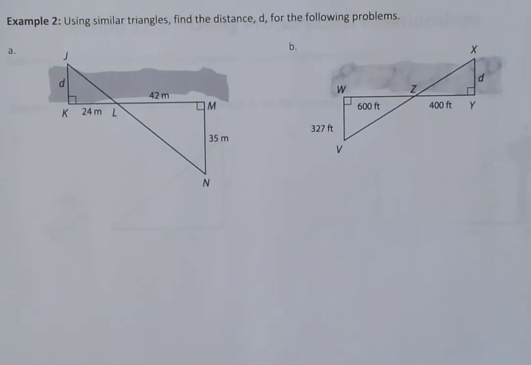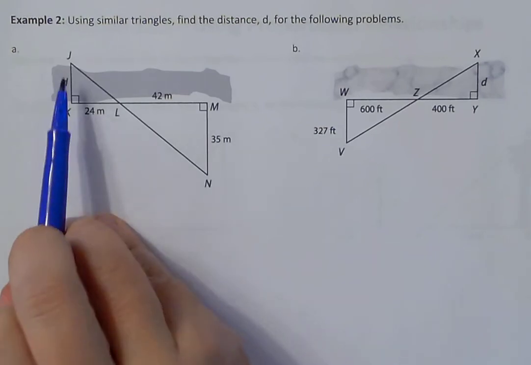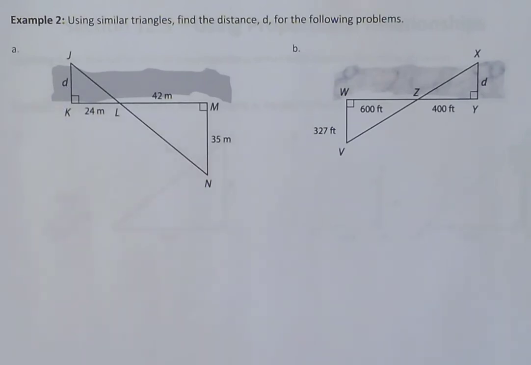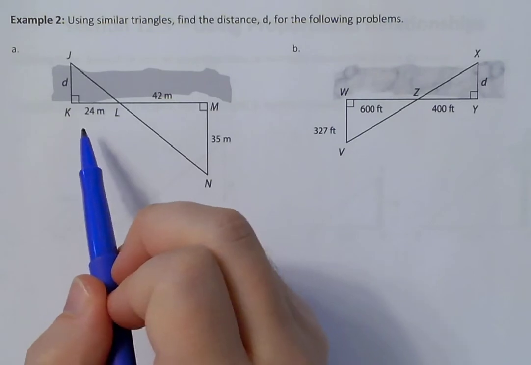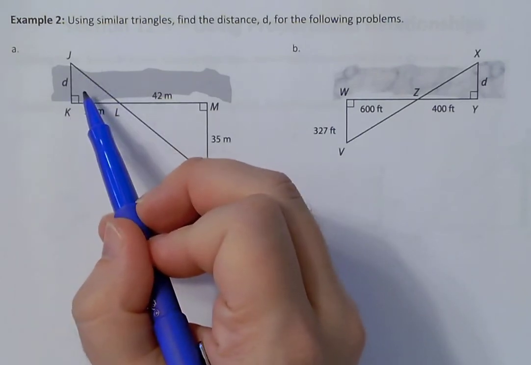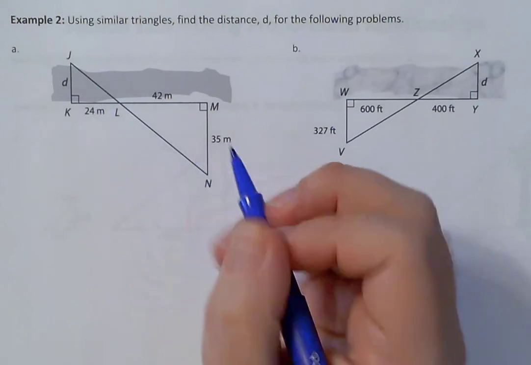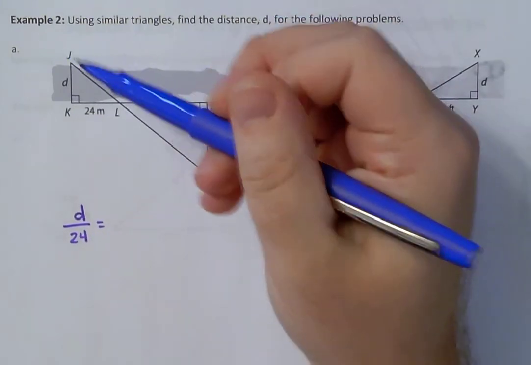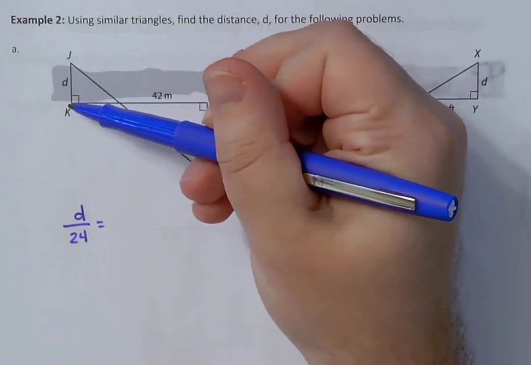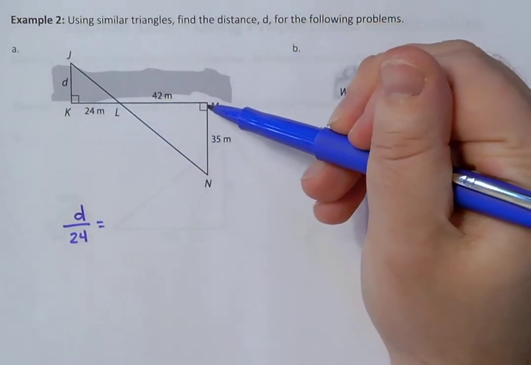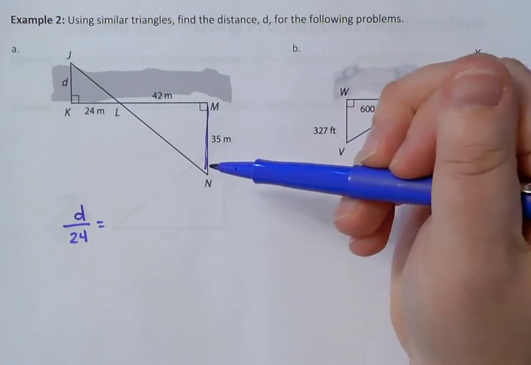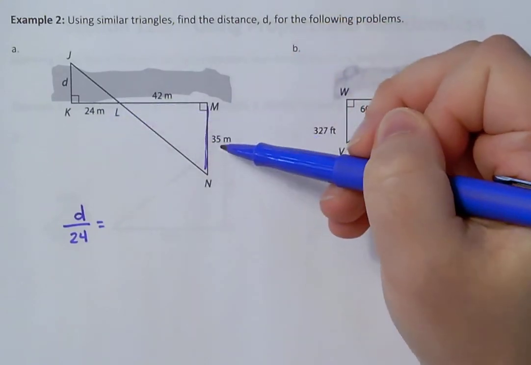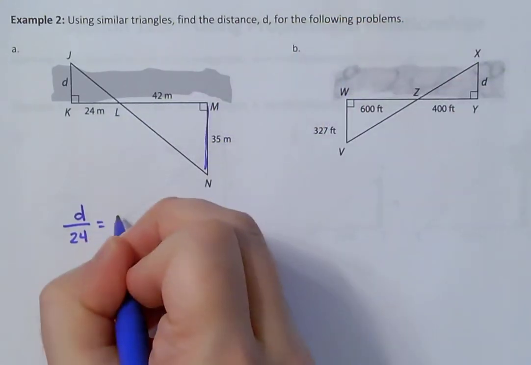So for example 2, if we look at A, we need to find this distance d across this river. So what we need to do is set up a proportion. So we're going to use this triangle right here. We're going to use d and 24. So we're going to do d over 24. Think of this as like the distance across and then the length. So this side length right here is going to be the side that's related to d. So if it's d over 24, it's going to be 35 over 42.